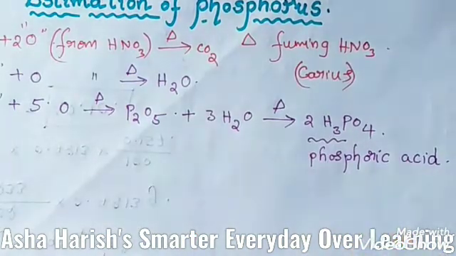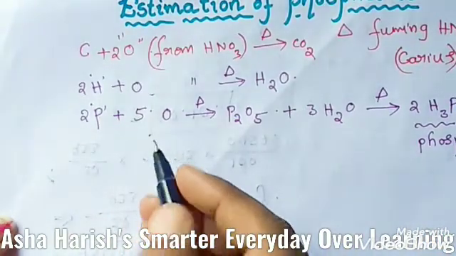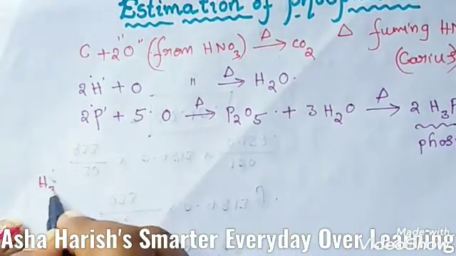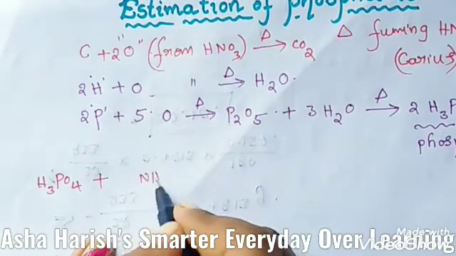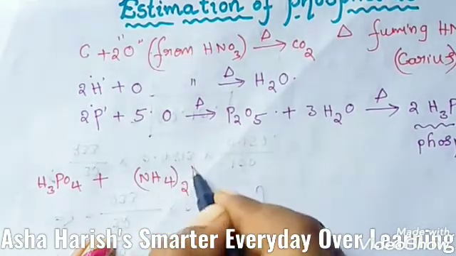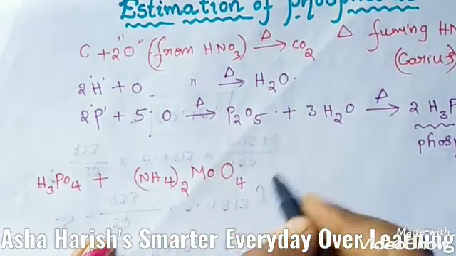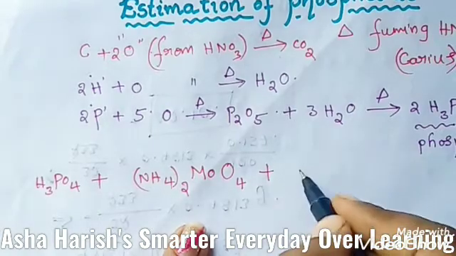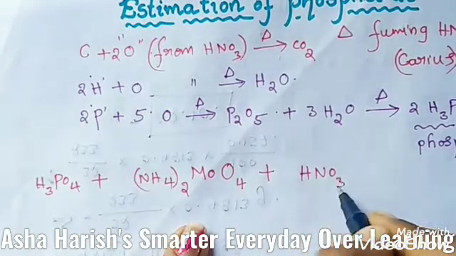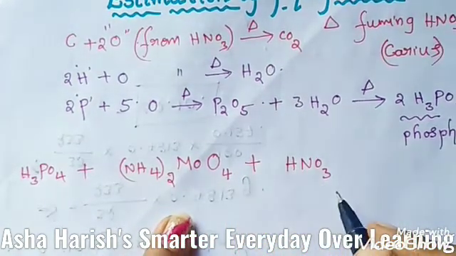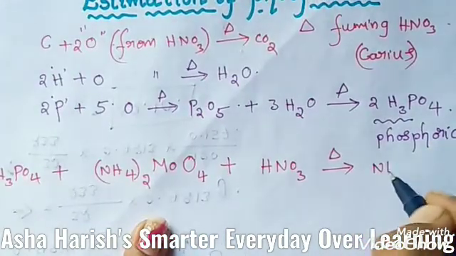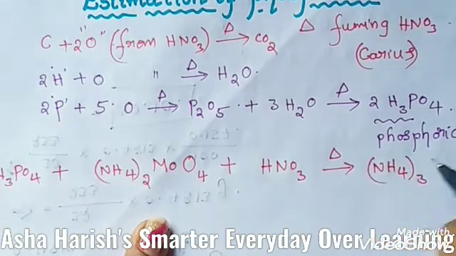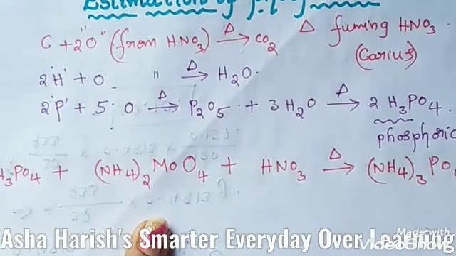Here the formed phosphoric acid, the formula H3PO4, it should be treated with ammonium molybdate. The formula is (NH4)2MoO4. This is ammonium molybdate, and to this if you add nitric acid, and it is treated with nitric acid, and this mixture if you heat gently, then what is the final product? (NH4)3PO4·12MoO3.